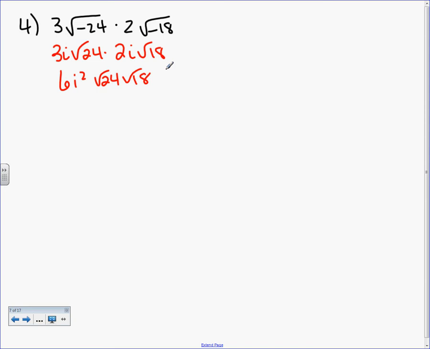Is 24 a perfect square? No. Is 18 a perfect square? No. We can try to shove them together and see if that's helpful. Take 24 times 18, and what is that? 432. Is that a perfect square? No. So that didn't help me a ton.